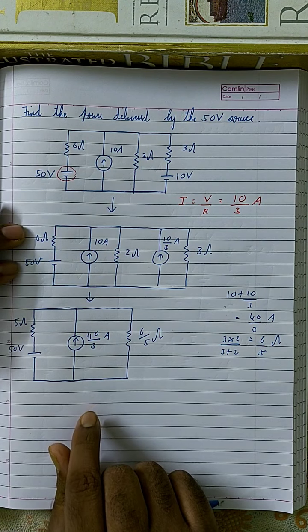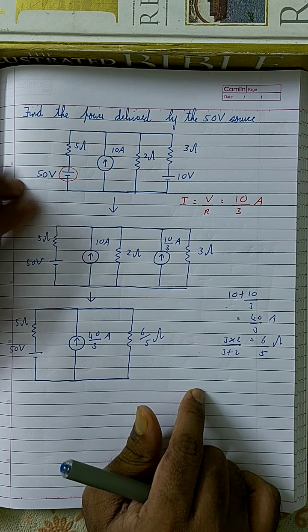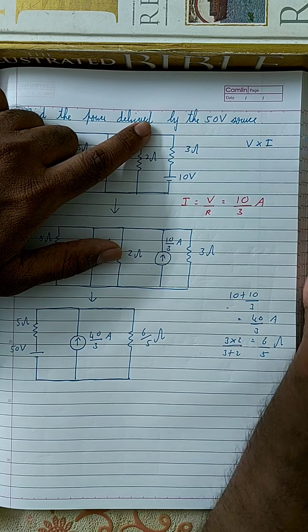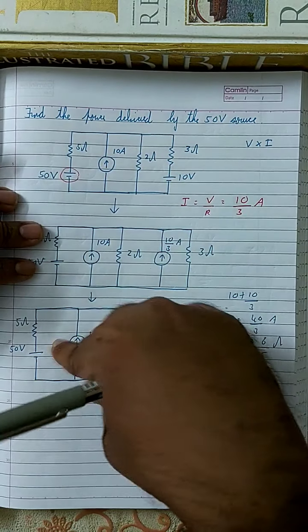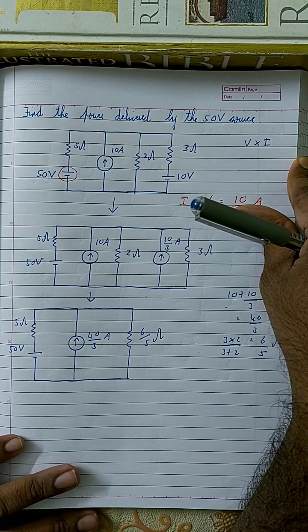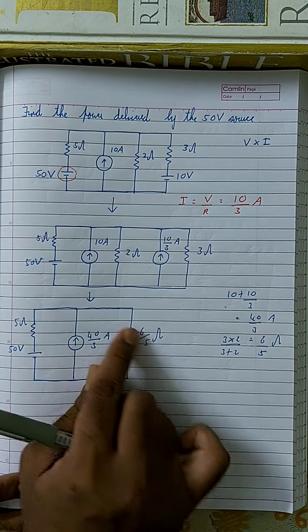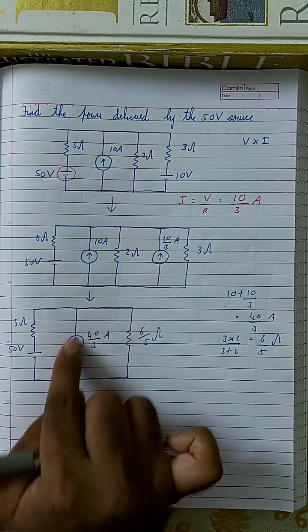So now that's it, right? Now what I need to do is find the power. Power is equal to what? V into I. V I already know, that is 50 volt. I is what I don't have, which means I need to find the current through this 50 volt, right? To find the current, I need to convert this into a voltage source with a series resistor.